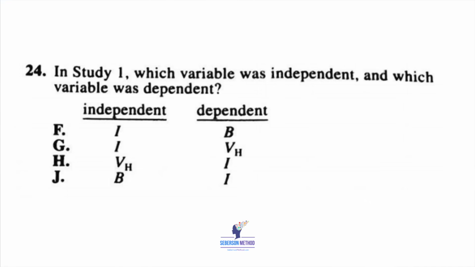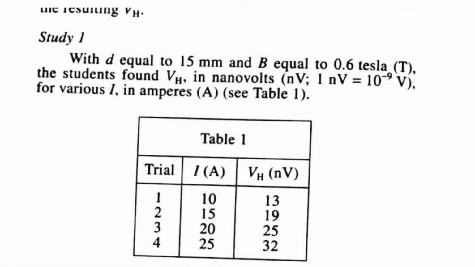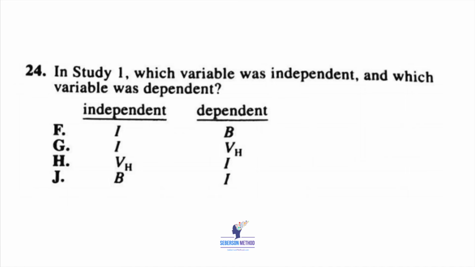So here we're asked in study 1, which variable was independent and which was dependent. It'll be a lot of fun for you guys. So I'm going to scroll all the way to study 1. I want you to pause this video and answer this question. Remember, we said ID, independent, dependent. So your I was varied and your DV was dependent. It was measured. So let's take a look. Your I and then your DV. The answer is G.